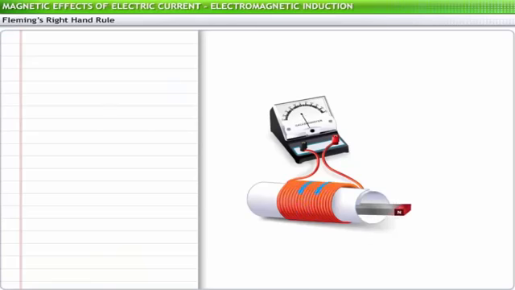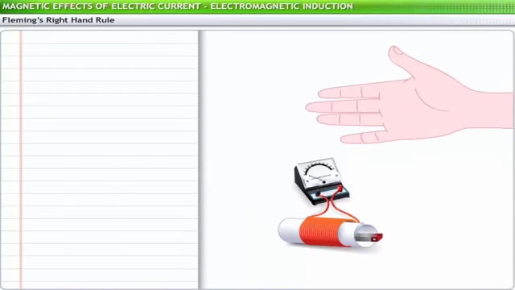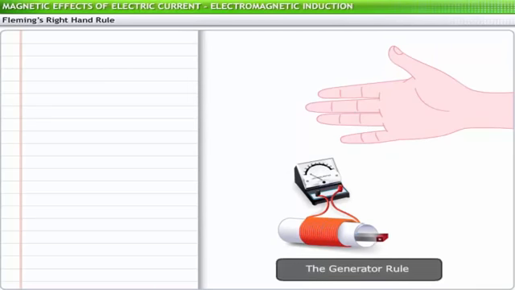You can determine the direction of the current induced when a conductor moves in a magnetic field using Fleming's right-hand rule. This rule is also known as the generator rule.